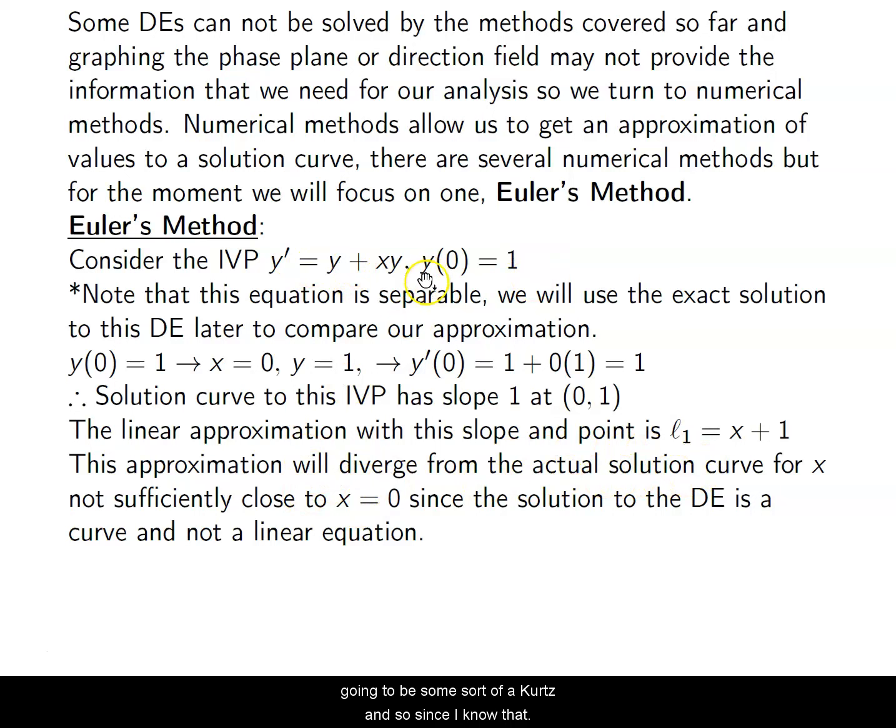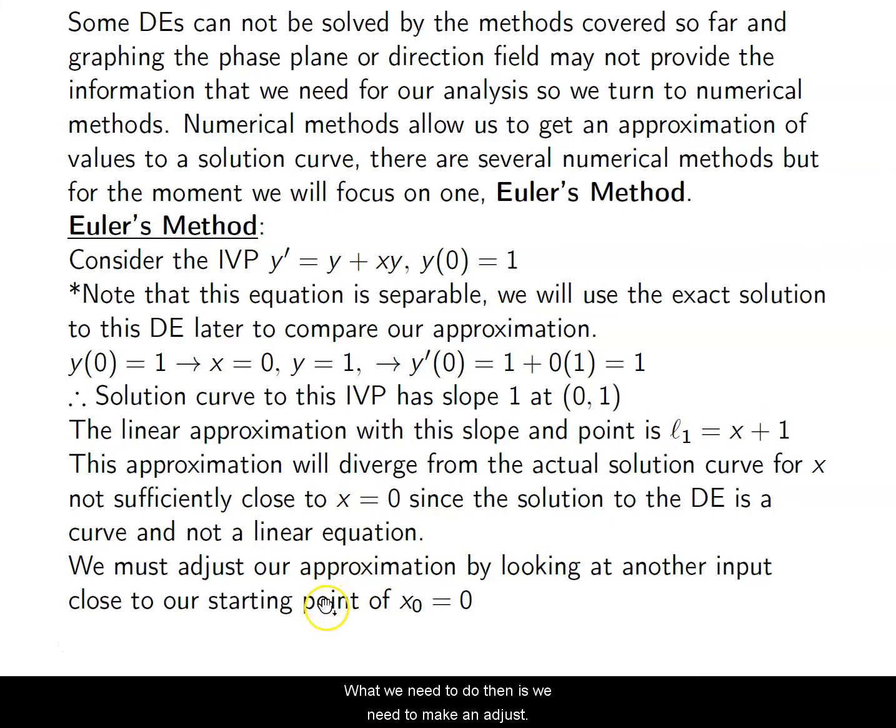And so since I know that my linear approximation close to this point that I have, this initial condition, is going to work close, but it's going to quickly diverge because I'm approximating a curve with a line, right? So what we need to do then is make an adjustment, okay? I'm basically going to create a second linear approximation at the end of this linear approximation.